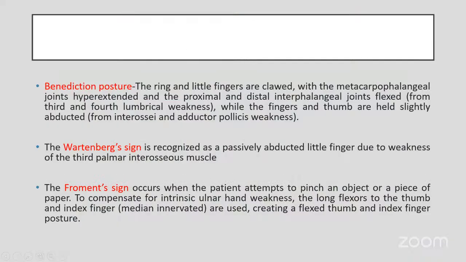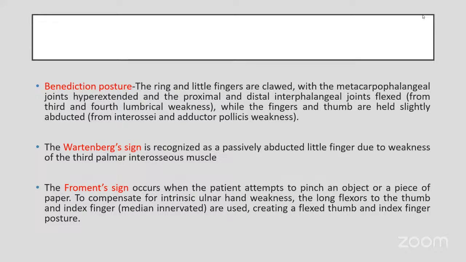So these are clinical signs. Hand of benediction, or benediction posture, is seen when asking the patient to hold the hand straight. The ring and little fingers are clawed, with the metacarpophalangeal joints hyperextended and proximal and distal interphalangeal joints flexed, from weakness of the third and fourth lumbricals, while fingers and thumb are held slightly abducted.